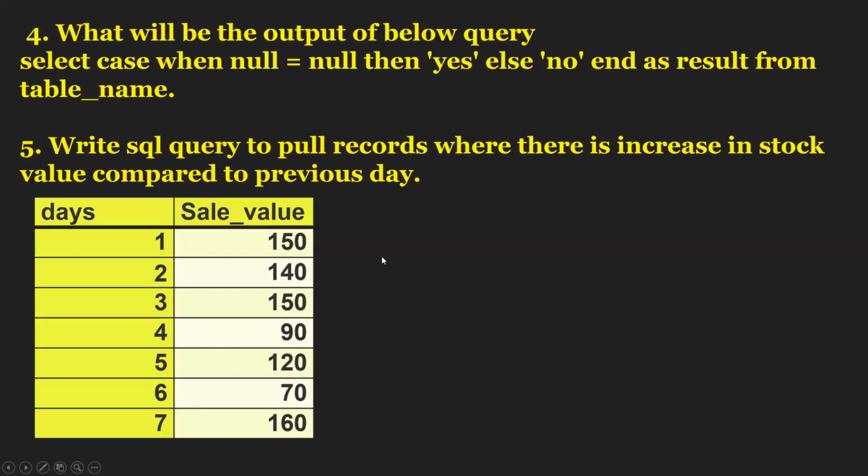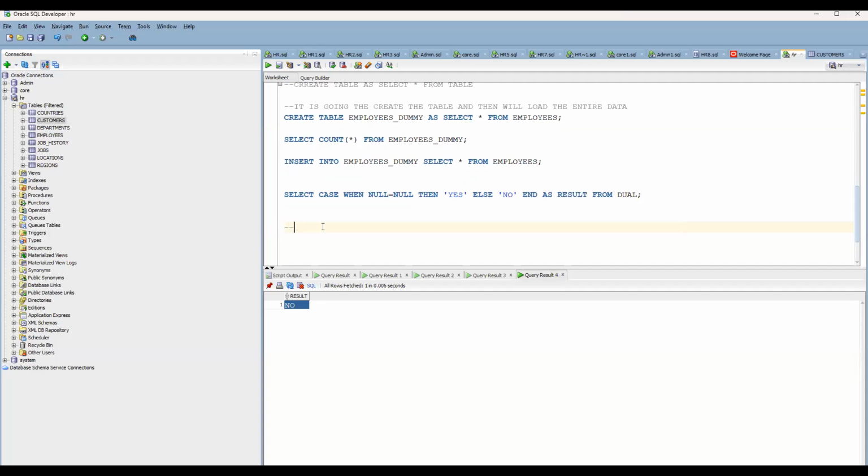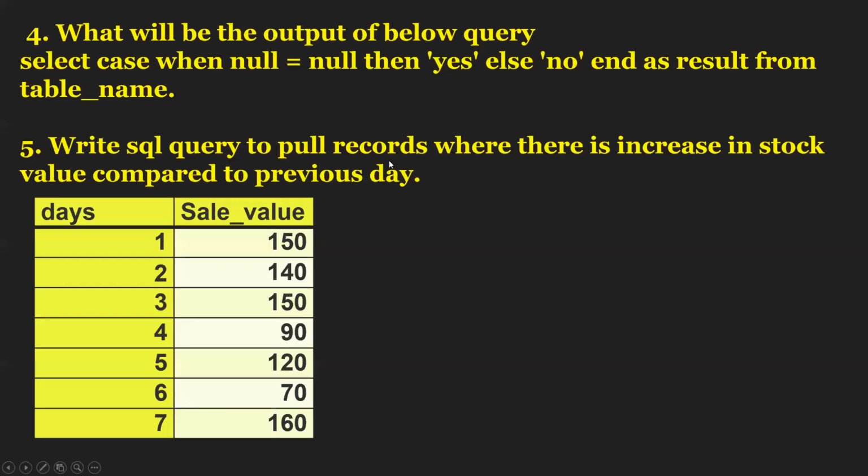Now the fifth question. Write an SQL query to pull the records where there is an increase in the stock value compared to the previous day. Let me explain this in detail. Consider stock date and stock value. For example, on the first day you have 150, second day 140, third day 150, fourth day 90, fifth day 120, sixth day 70, seventh day 160. What is the question? Pull the records where the stock increased compared to the previous day.